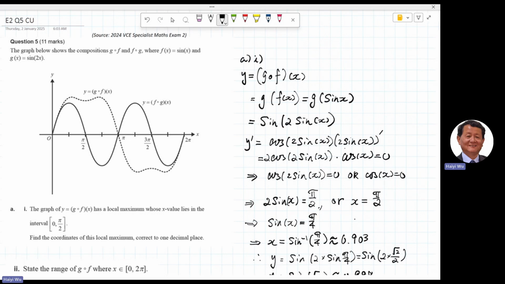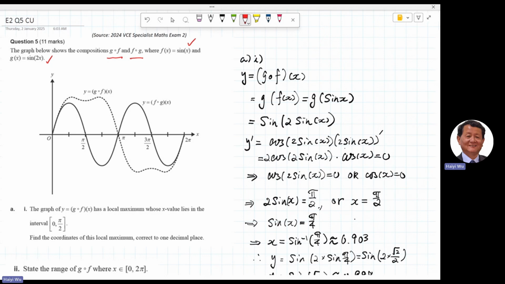Okay, what the question is, we've got two functions. One is f(x), which is sine x. The other one is g(x), which is sine 2x. They are both sine functions, but we want to give two different compositions. One is with g in the front, so f is combined with the g function. The next one is f in the front, with g after that.